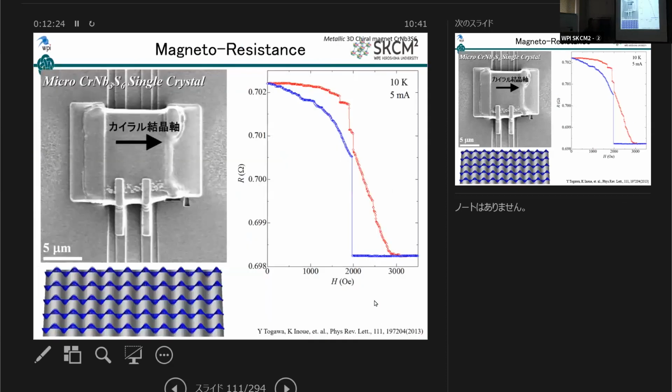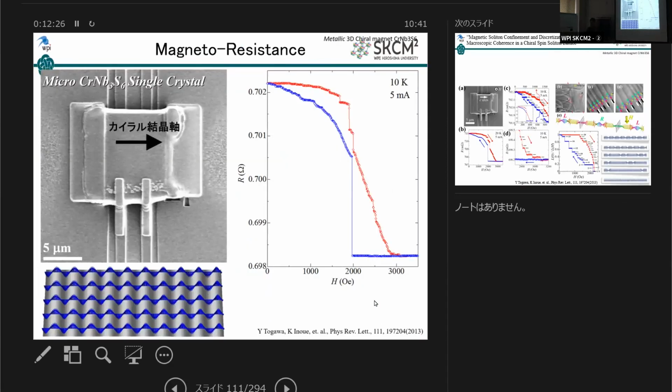But anyway, we can measure the number of solitons by using magnetoresistance. This is a single crystal, cut into a single crystal, with the C-axis, the helical axis, this way. We can measure the resistivity with this 4 terminal probe. This is the total measurement of the increasing field, the red line, and the decreasing field is here. The resistivity goes down with increasing magnetic field. The number of solitons changes the resistance.